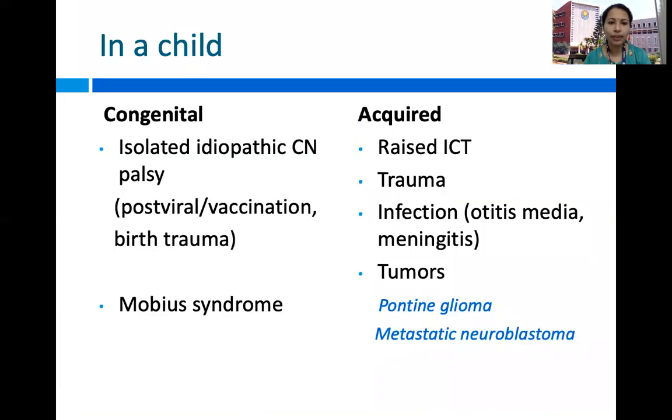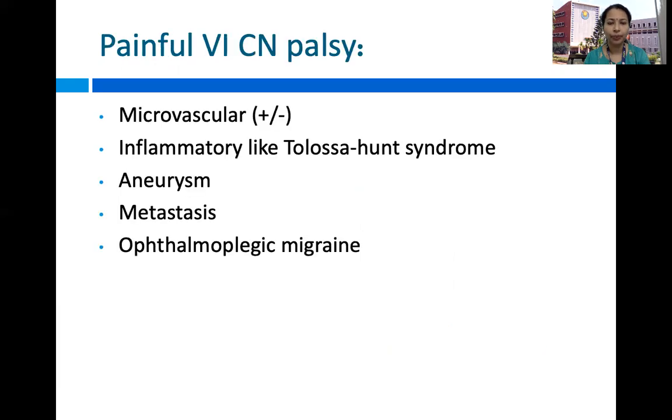So a child presenting with sixth nerve palsy can have a congenital sixth nerve palsy, which can be either due to post-viral or vaccination or birth trauma, or it could be a part of a congenital anomaly like the Mobius syndrome, or certain important acquired causes in children can be due to raised intracranial tension, trauma, infections, or tumors like the pontine glioma or metastatic neuroblastoma.